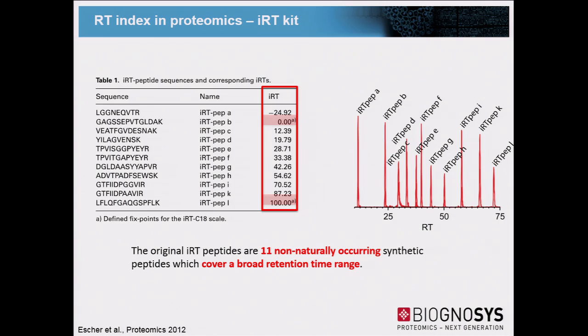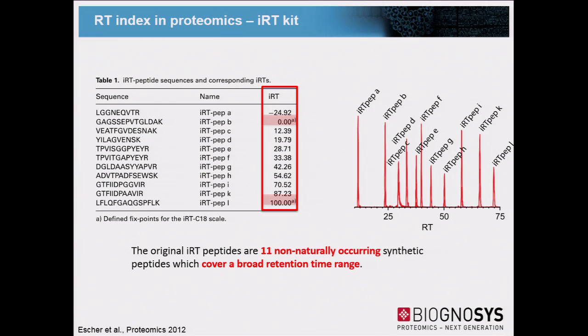So what is this kit? It's a set of 11 peptides, and they cover the whole chromatogram range. They are non-naturally occurring synthetic peptides, so they went through different databases and tried to find sequences that don't match any protein, so you could spike them into different sample backgrounds without worrying that they match a light peptide from one of your organisms of interest. And as I said, they cover the whole range of the chromatogram.